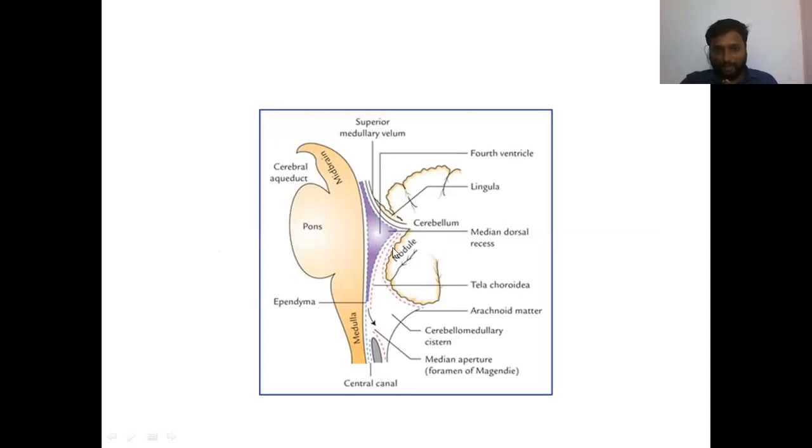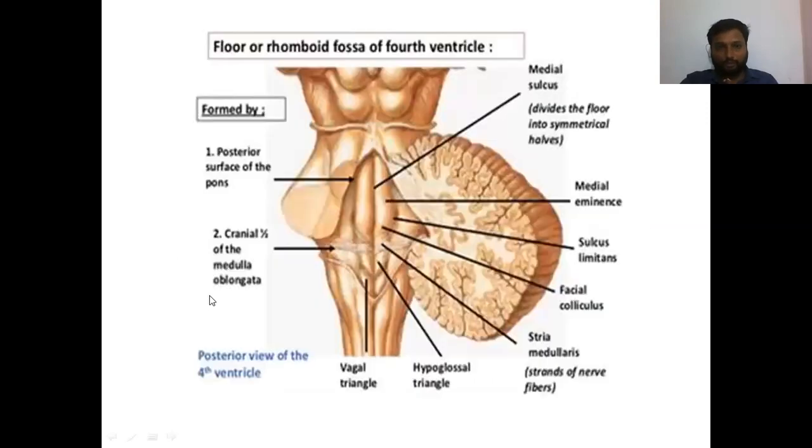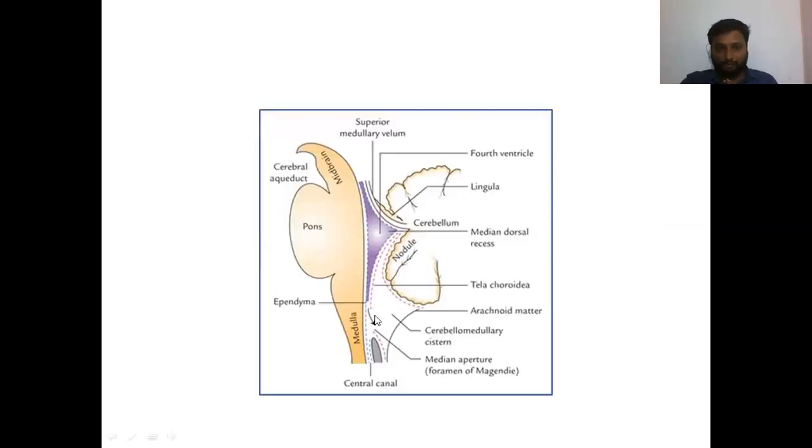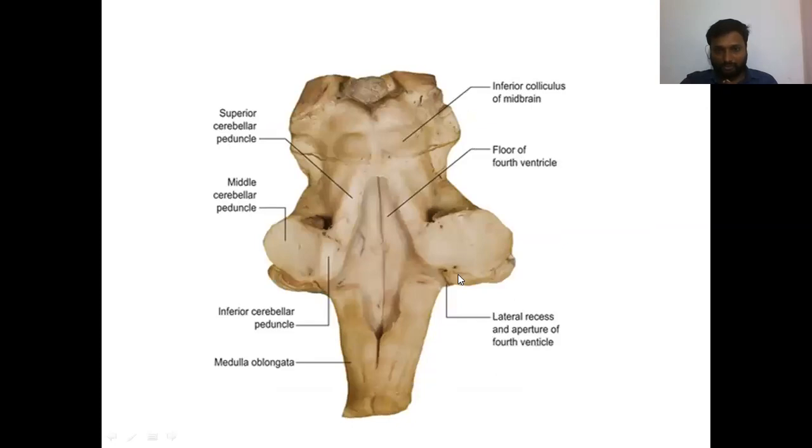Like that, a little bit lateral to this on either side, there we can see another dorsal recess. Dorsal means posterior. Those are the two lateral dorsal recesses. And the last point, lateral recess. What is meant by that? Here we can see the lateral extensions of this ventricle. So, two lateral recesses.